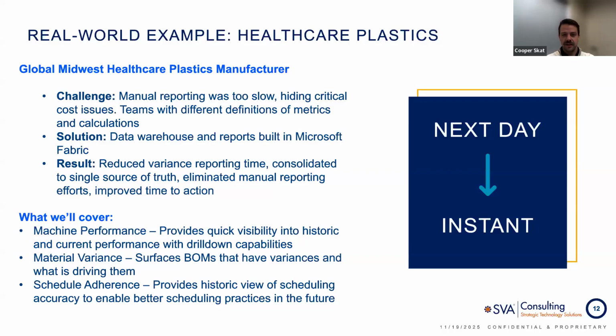The result there was basically hitting on exactly the challenges they were facing before, right? So reducing the amount of time it took to see things like variance, consolidating to a single source of truth. So each person is looking at the same set of reports, the same metrics. There's no questions across functions about how we're calculating OEE, how we're defining part quality, things like that.